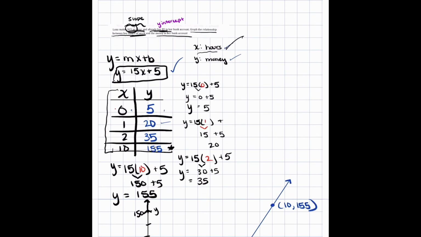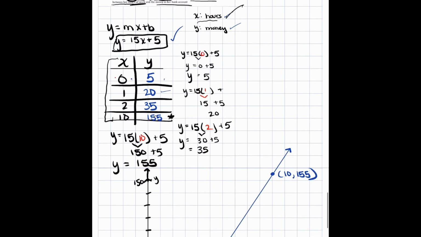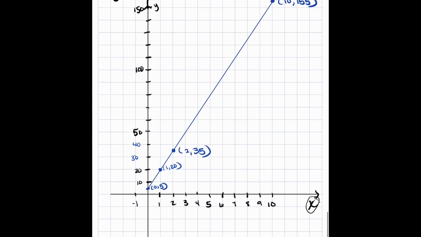So it says she makes 15 an hour, already has 5 in her bank. Graph the relationship between her hours of work and the money in her bank account. So that's what this graph is here. X is her hours of work. So this was her hours.